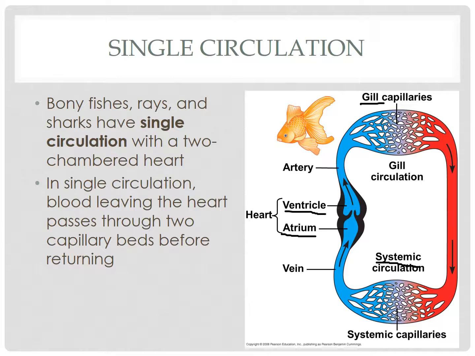Okay, and so with this, because we don't go to the lungs and then directly to the body parts, and we go to the gills instead, we see a single circulation. It goes in one single loop.